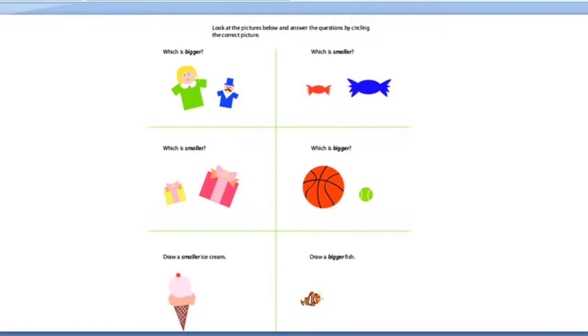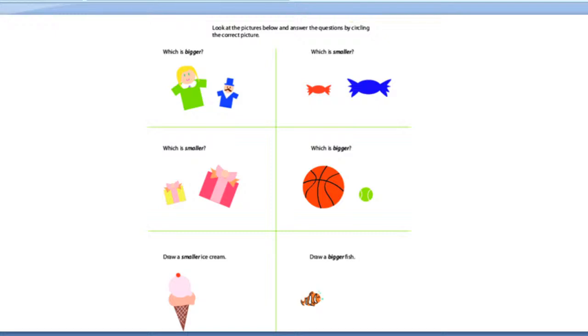Orange, Ayushman has written orange is the smaller one. It can be a red, it can be an orange. So orange or red, you can pick the color. I can see it as red, so I take it as red or orange. So the red color candy or orange color candy is the smaller one. Okay, very good. Very nice.